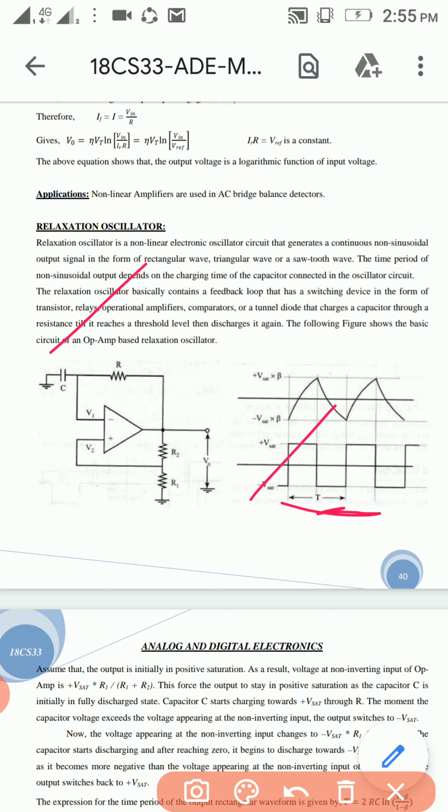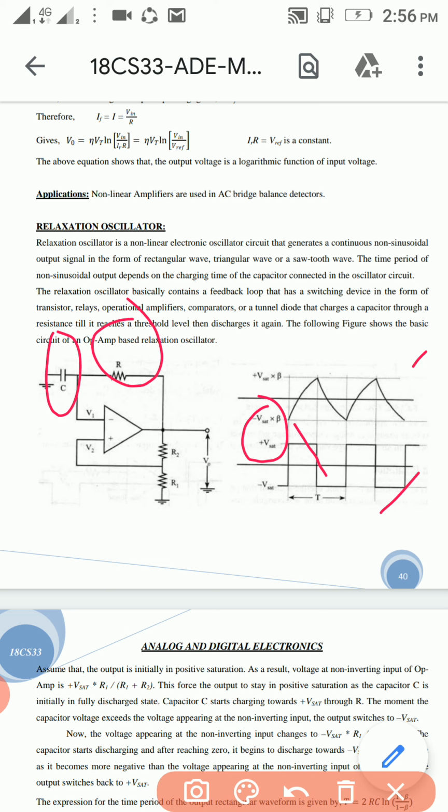So how exactly will we see that? Initially, this capacitor is in discharge state, right? Once it starts charging through this particular resistor, the output waveform will be moving from 0 towards plus Vsat, means a positive V saturation. Once the capacitor starts discharging, it starts moving towards minus Vsat. This is how the diagram should look, and this should be a rectangular or a sawtooth waveform. It is not a sinusoidal waveform. So it is the relaxation oscillator.